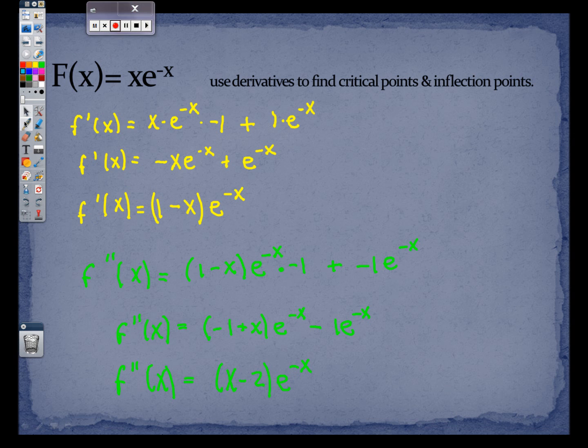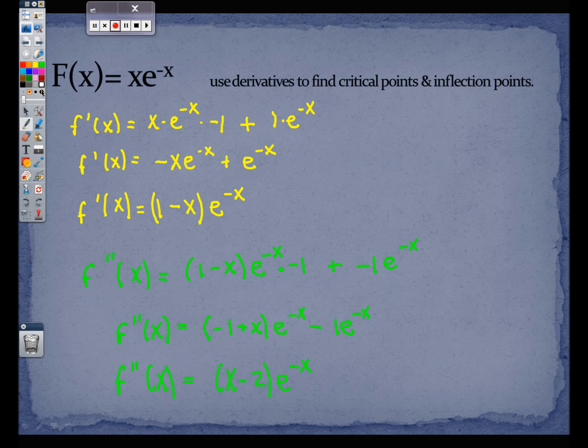Well, the only time that expression will equal 0 is if e to the negative x equals 0. That never happens. Or if what's in parentheses equals 0, so that when I multiply it times e to the negative x, the entire expression would equal 0. Well, you can set x minus 2 equal to 0, and you'll get x equals 2, where the second derivative is equal to 0, thus telling me I have a possible inflection point.